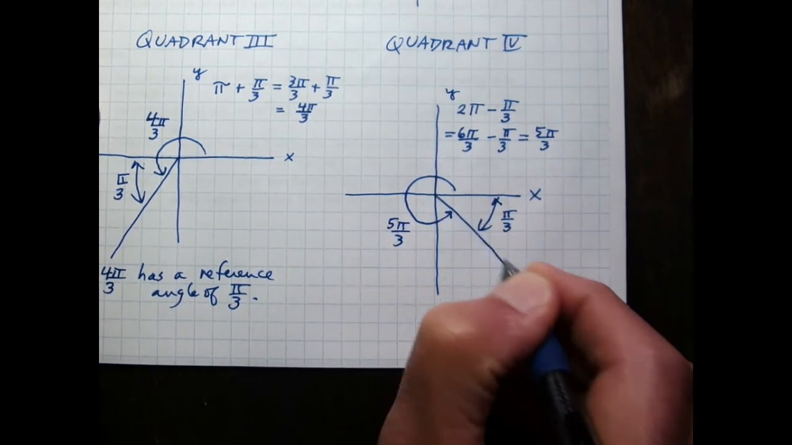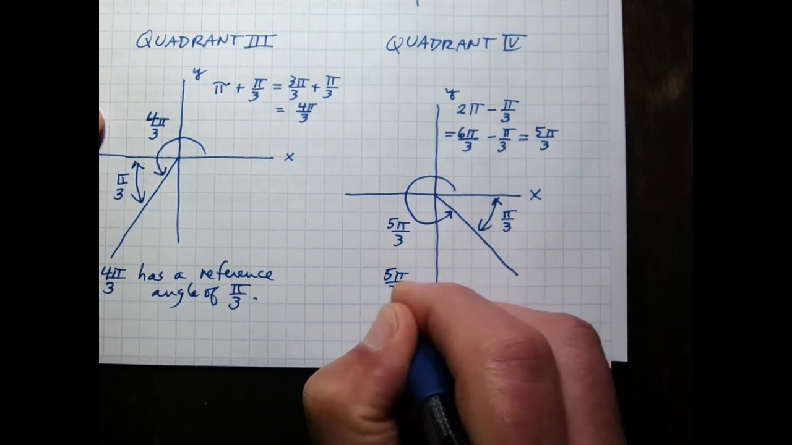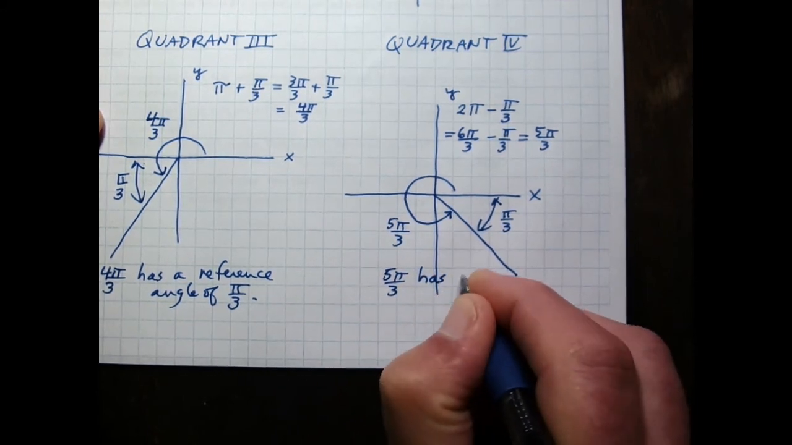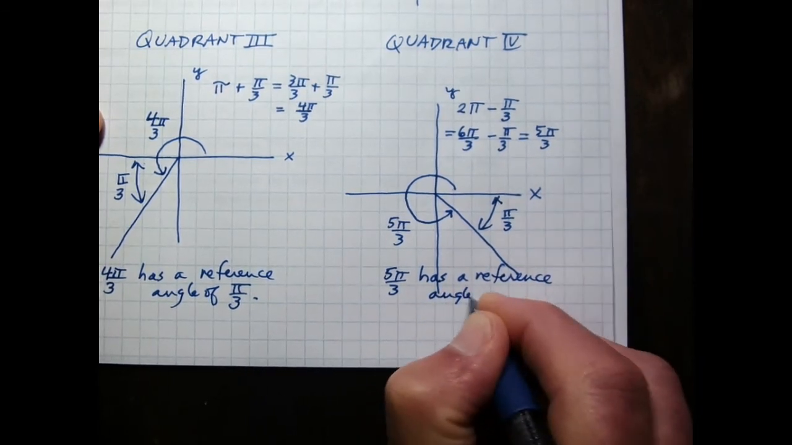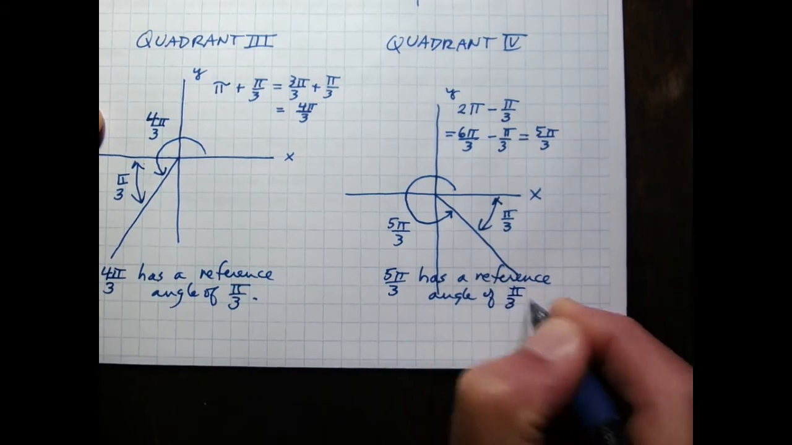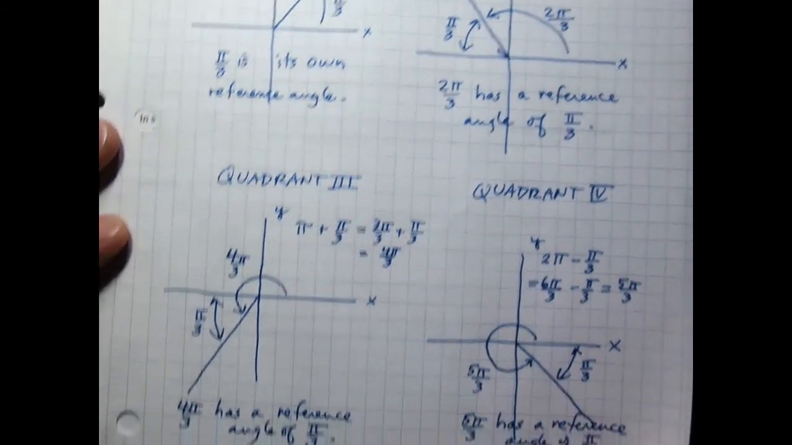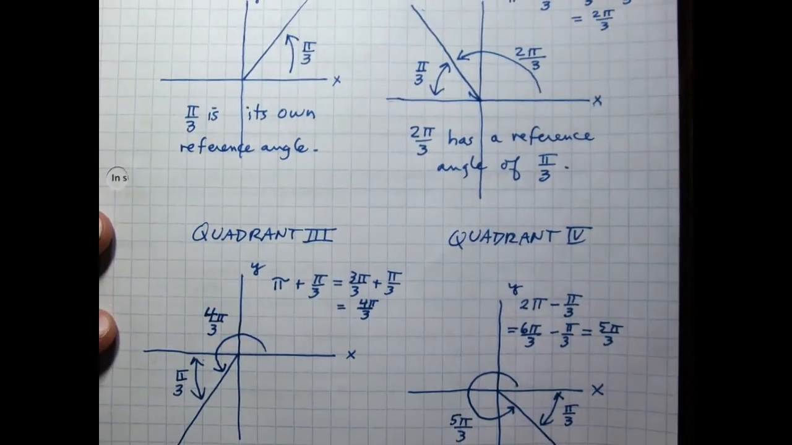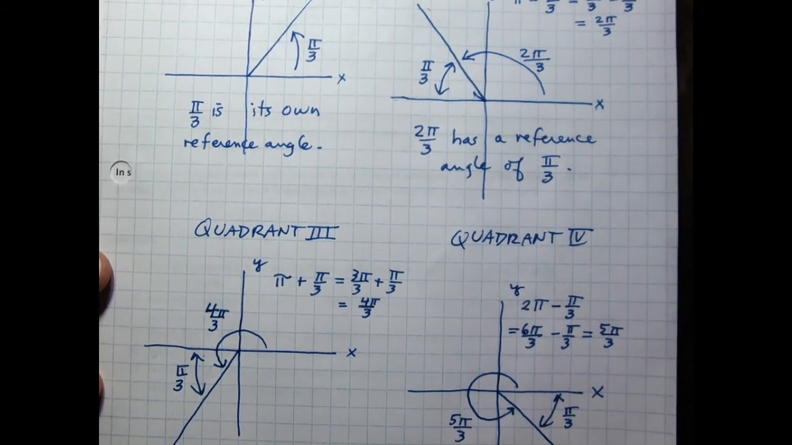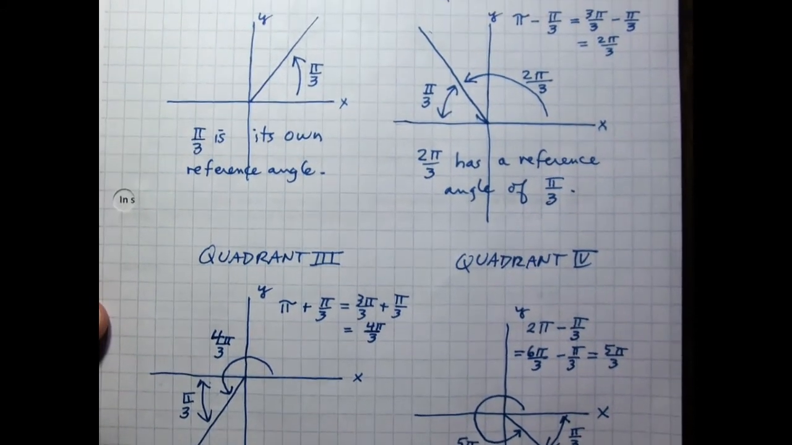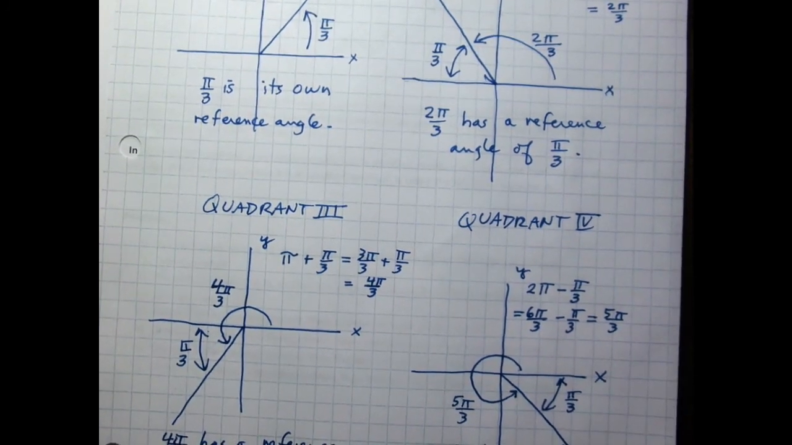Again, its terminal side is in quadrant 4, right? So we say 5 pi over 3 has a reference angle of pi over 3, and we did our 4 different cases here. So we found 4 different angles that have pi over 3 as a reference angle, one with terminal side in each quadrant. I could draw a bow tie picture. I'm not going to do that again here. Normally we won't want that bow tie. We'll just be working with one specific angle.